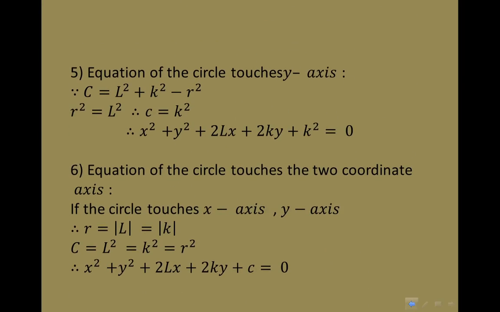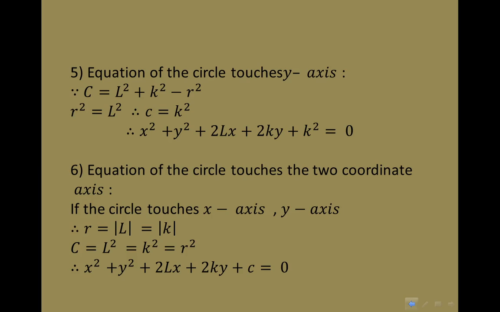Here the equation of the circle touching the y-axis, since c equals L squared plus k squared minus r squared. R squared equals L squared, therefore c equals k squared. Therefore x squared plus y squared plus 2Lx plus 2ky plus k squared equals 0. Then take care. If the circle touches the y-axis, then the value of c equals k squared. If the circle touches the x-axis, then the value of c equals L squared.